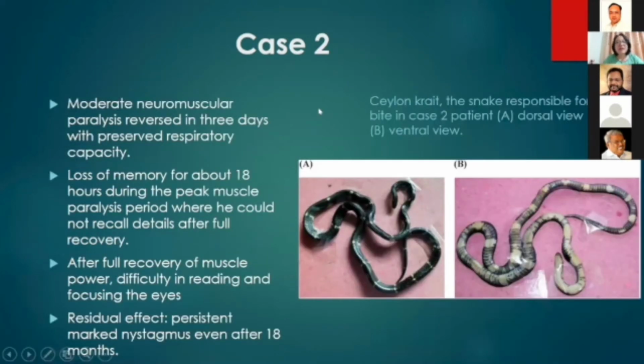So in the second case, this is the culprit. This is the Ceylon Krait. And in the second case, there was moderate neuromuscular paralysis that reversed within 3 days. And luckily, there was preserved respiratory capacity in the patient. In this particular patient, there was loss of memory for about 18 hours during the peak muscle paralysis, and he could not remember anything. He could not recall any details of that period after full recovery.